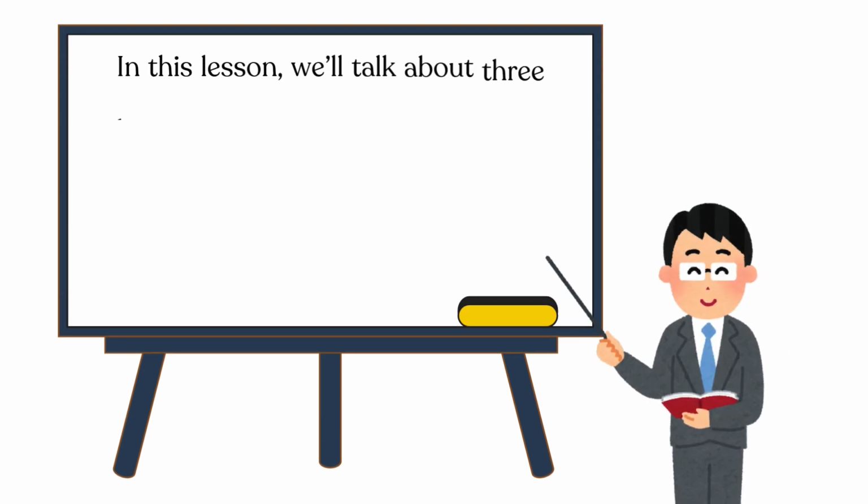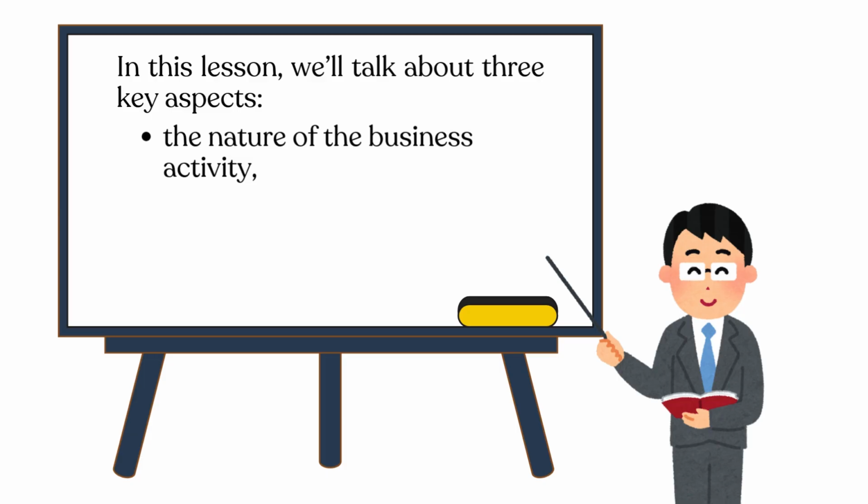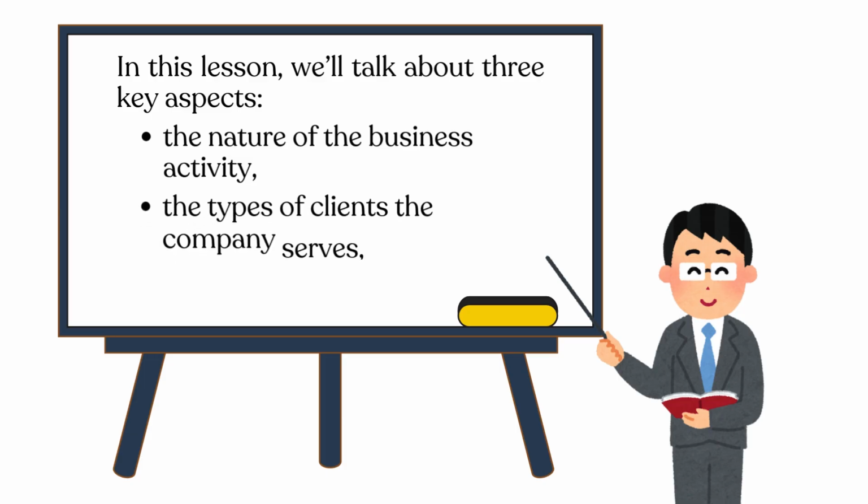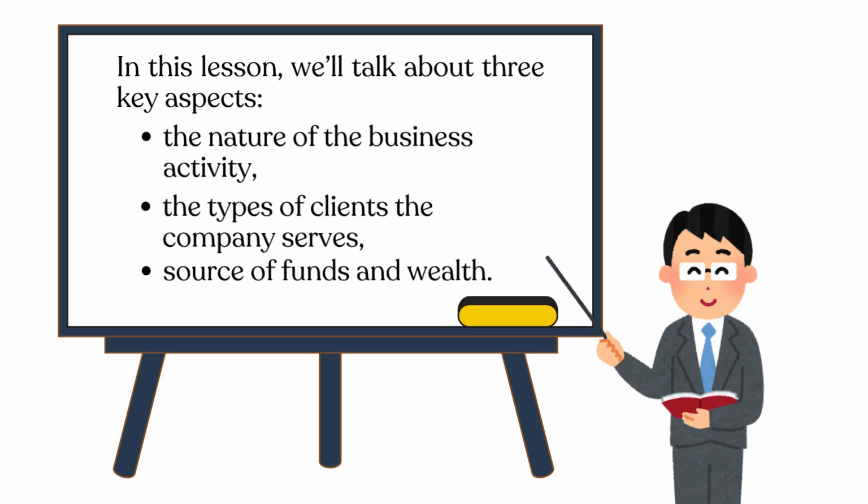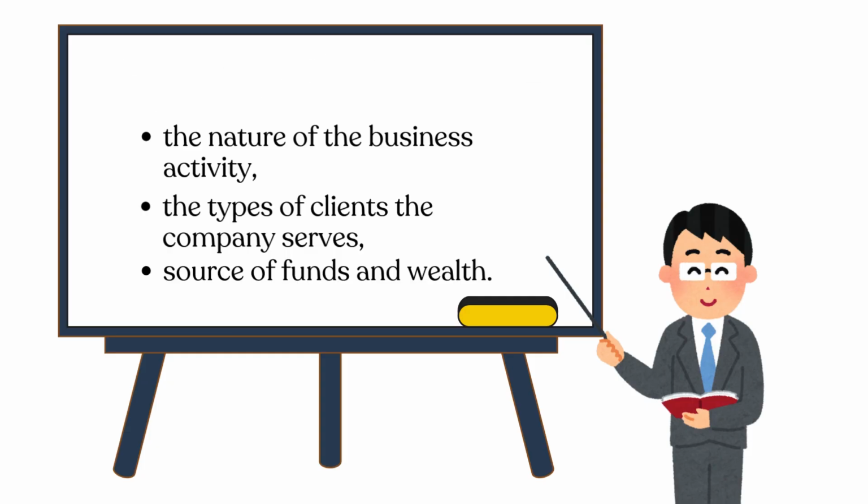In this lesson, we'll look at three key aspects: the nature of the business activity, the types of clients the company serves, and the source of funds and wealth. By the end, you'll understand why some industries attract criminal misuse, while others tend to stay lower risk.